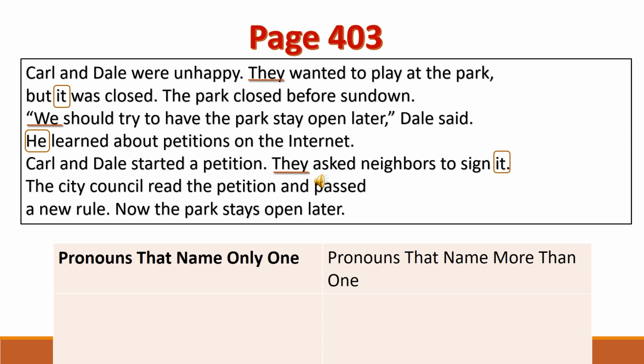Alright, as the continuation of our activity, since we found all the pronouns in the text, we are now going to write them down in the chart. So we have the first column on the left, which is used to name only one, while on the right side, those pronouns that are used to name more than one. So let us try. Listen carefully. They and we. So where are you going to write them? Is it on the right side or the left side of the chart? Okay, do it now.